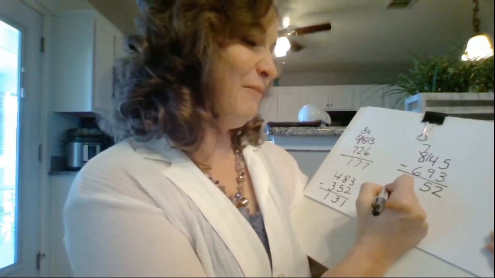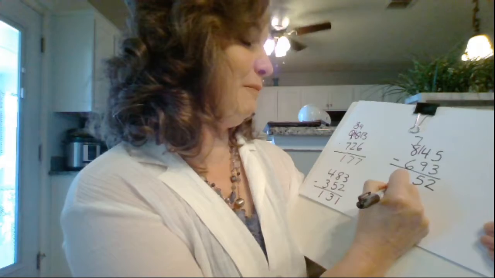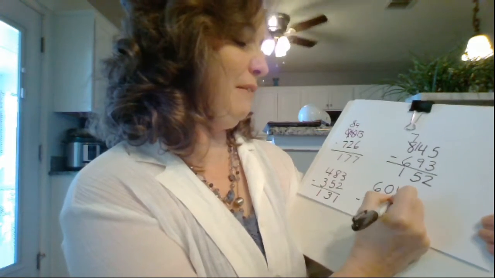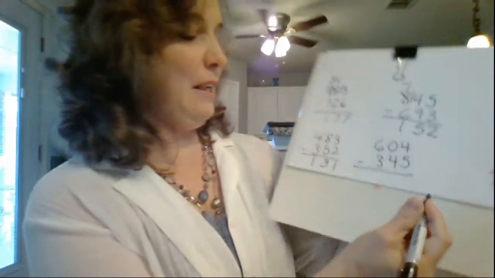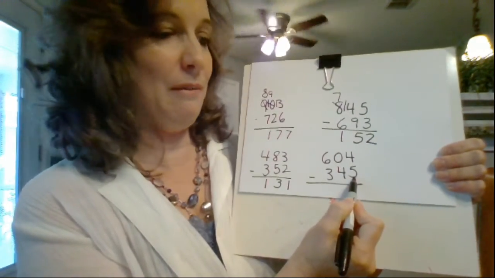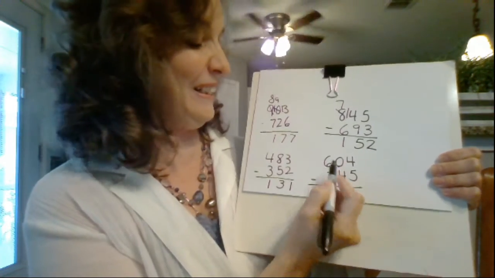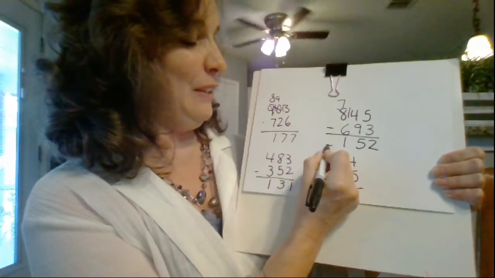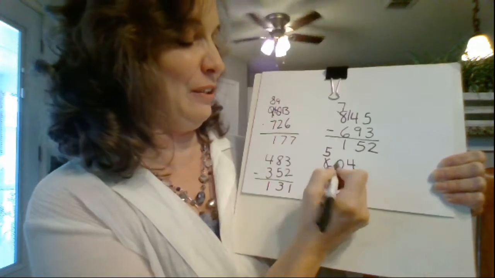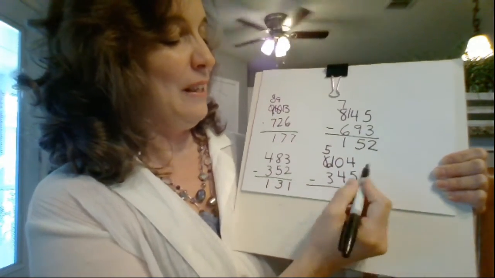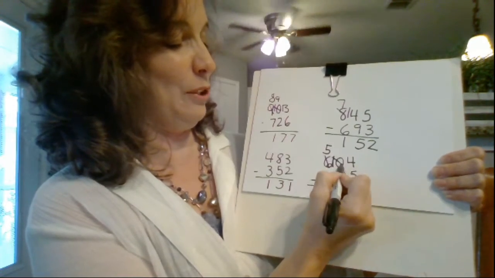Whoa, number 7. 604 minus 345. All right, if the bottom is bigger, we must borrow. Can we borrow from this? No, we cannot. Can we fix it? Yes. Let's borrow a group of hundreds. That brings that down to 500. Put your group of hundreds over here. Now you've got 10. Now we can fix this one. We borrow a group of tens.